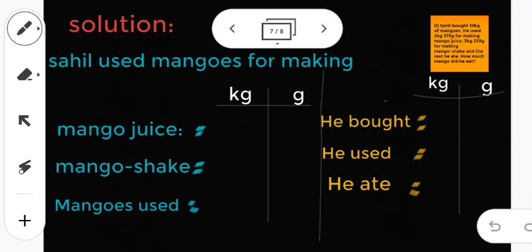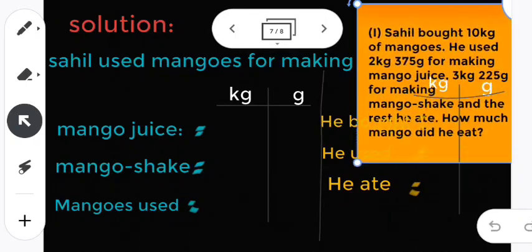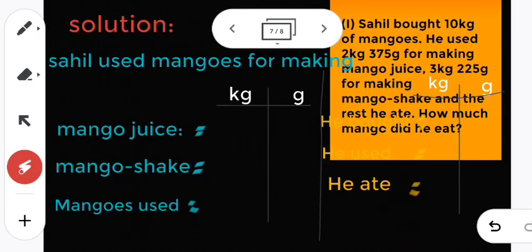Next one. Sahil bought 10 kg of mangoes. So this is the total weight of the mango he has bought. Okay, this looks like the same as the previous sum. He used 2 kg 375 gram of mango for making mango juice. Again, 3 kg 225 gram for making mango shake. And the remaining he ate. So you have to find now how much mango he ate.